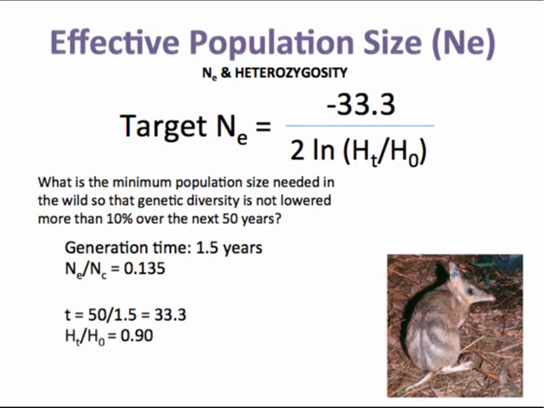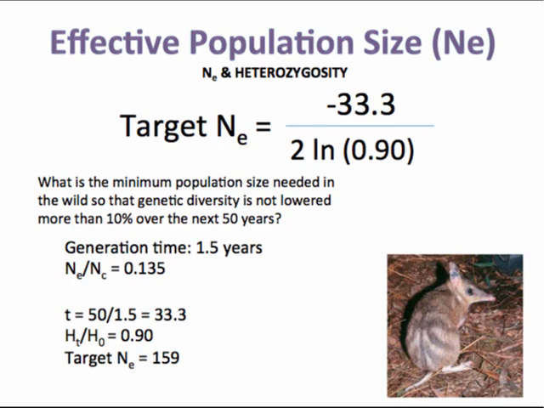And then the next thing is we want to figure out what this rate of heterozygosity is. And the question is asking so that it doesn't lower it more than 10%. So that means that the rate of heterozygosity is going to be at the minimum 0.9. And we plug that into the equation, 0.9, and then we do the math and we get that a target NE, effective population size, is 159.